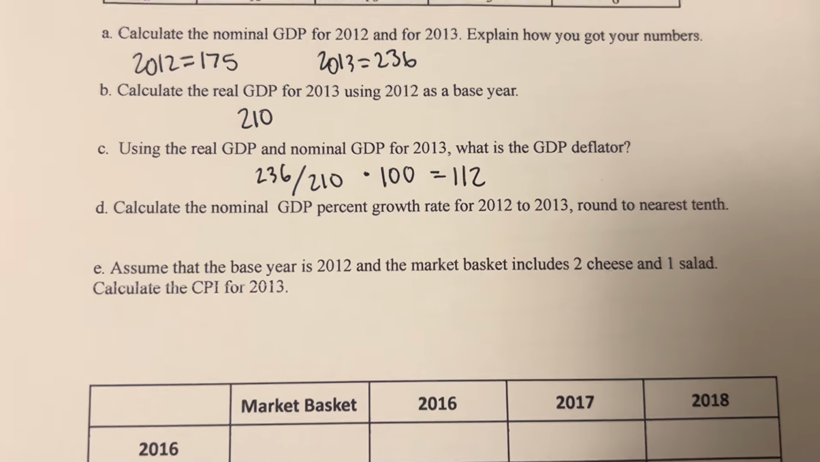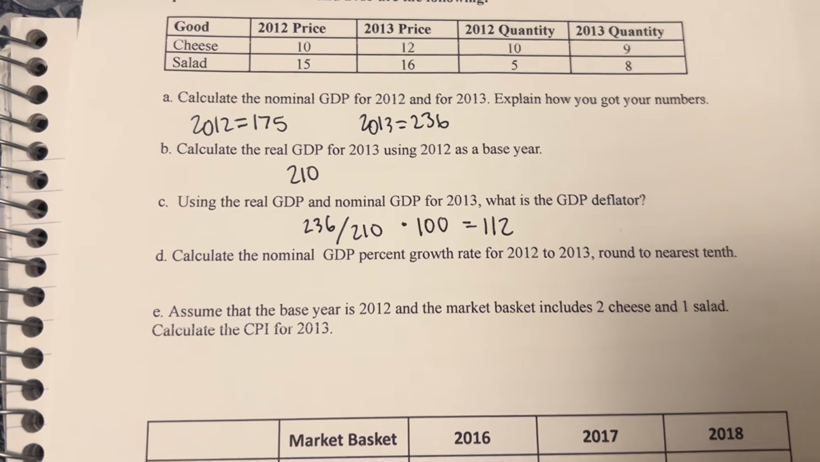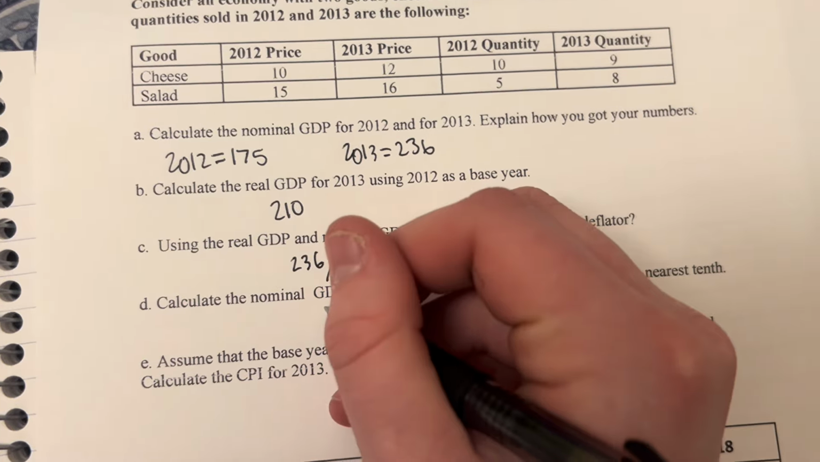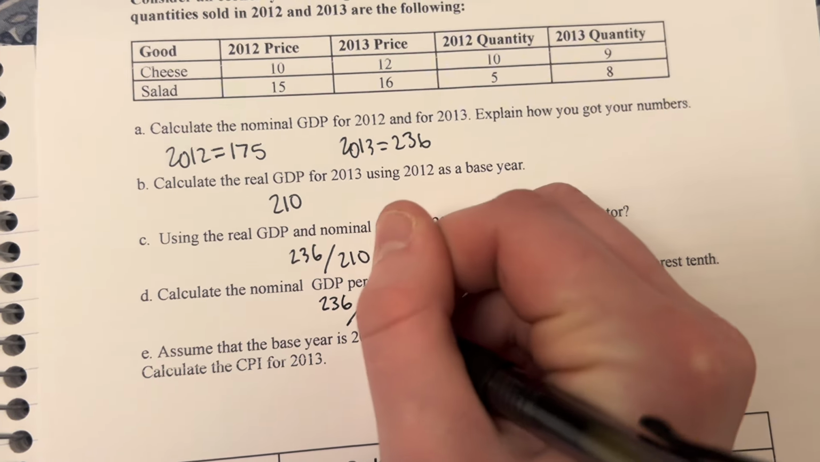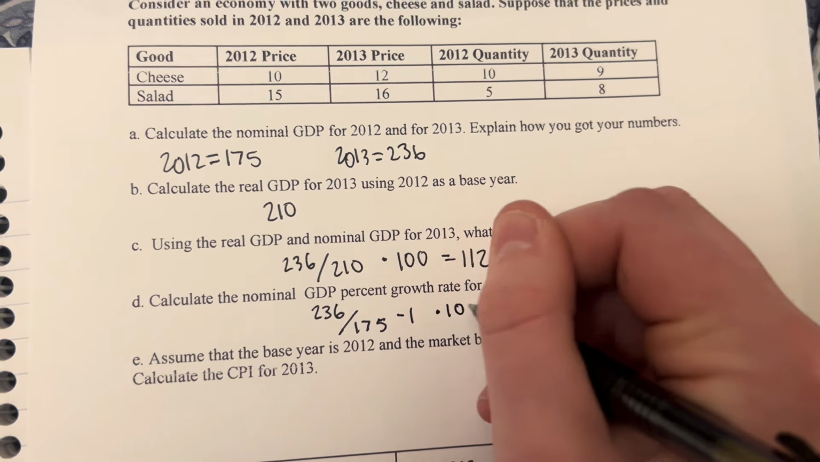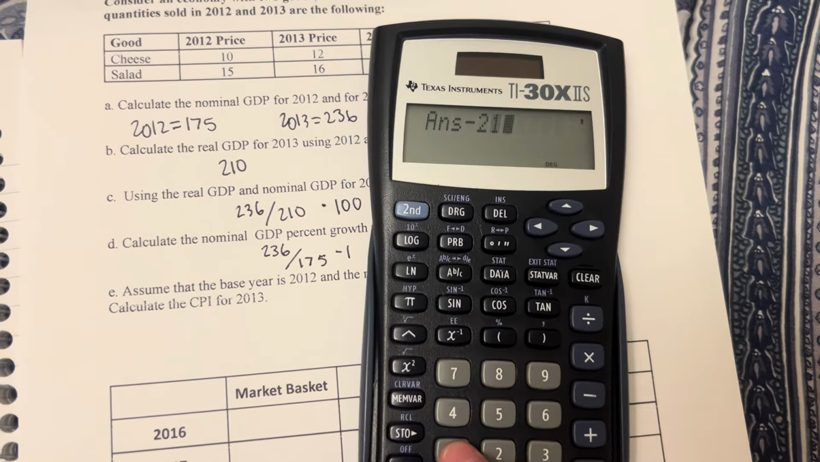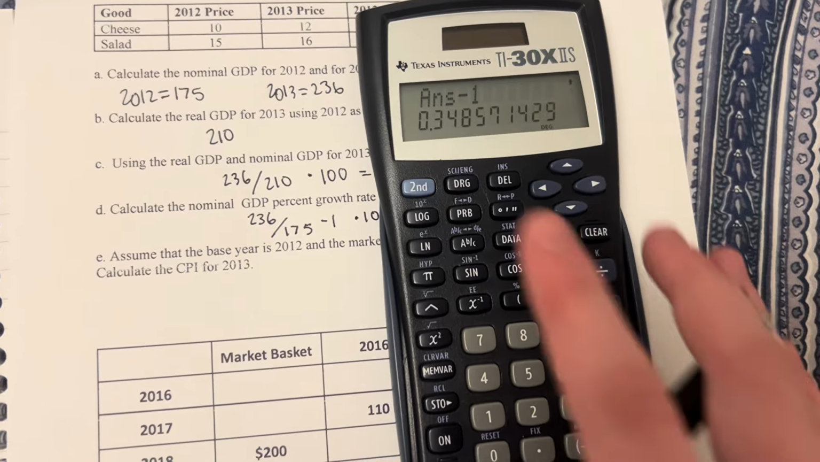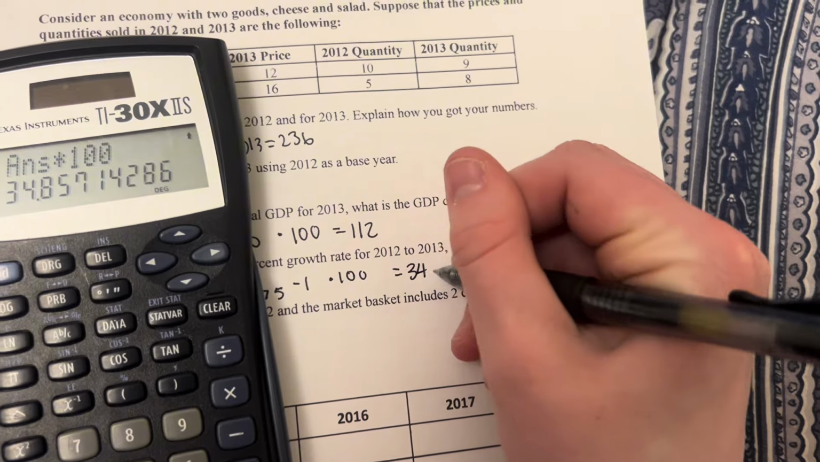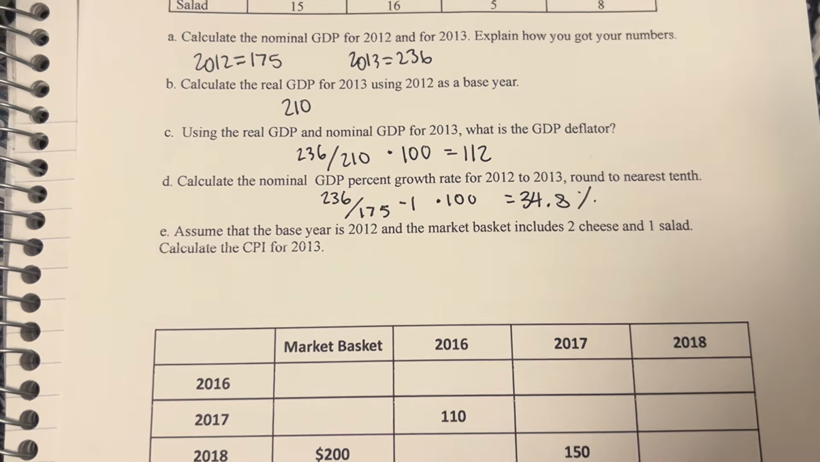To find the nominal GDP growth rate, you do the nominal GDP of year 2 over year 1, minus 1, times 100. So that would be 236 divided by 175 minus 1, times 100. So we get our calculator: 236 divided by 175 equals that, and then minus 1 equals that, and then times 100 equals 34.8. So that equals 34.8%.